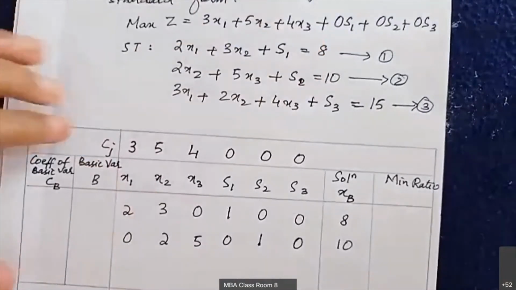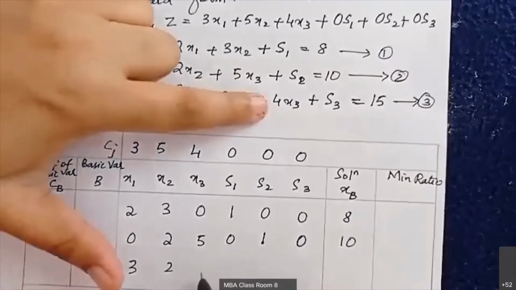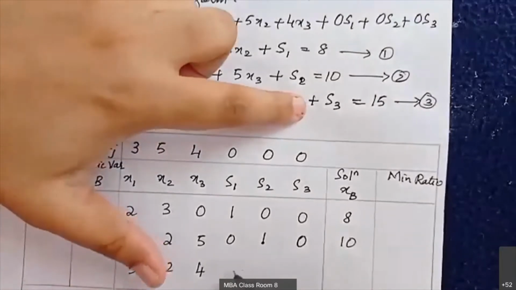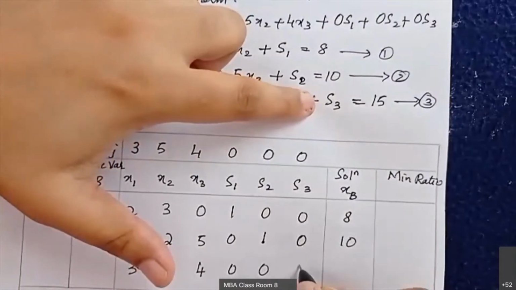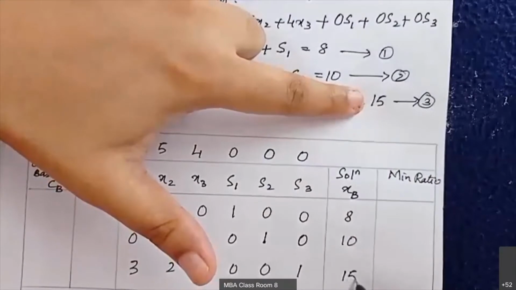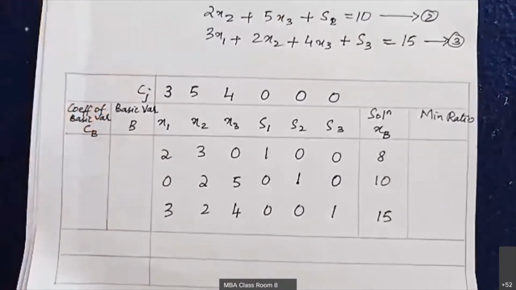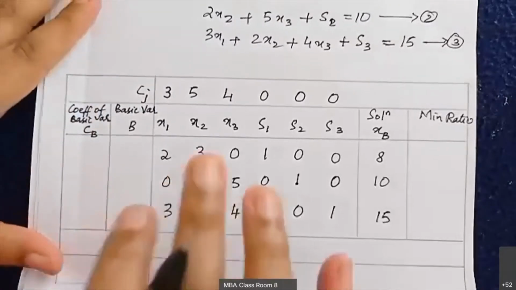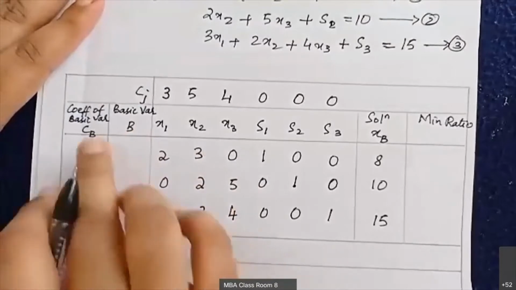Clear? Now, again, the third equation, it is 3, 2, 4. There is no S1, I'll put 0. There is no S2, I will put 0. S3 is there with coefficient 1, I'll put 1. And the solution to the third equation is 50. Clear till now? This is our initial simplex table, but it is not finished. We have to fill all these columns also.